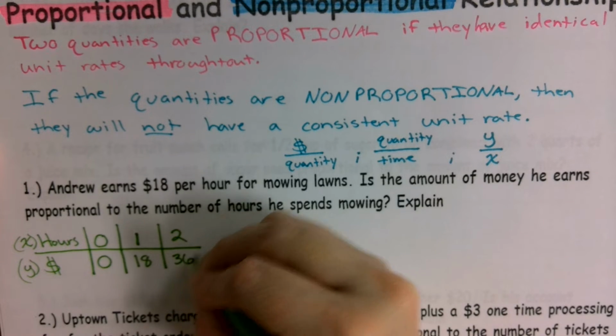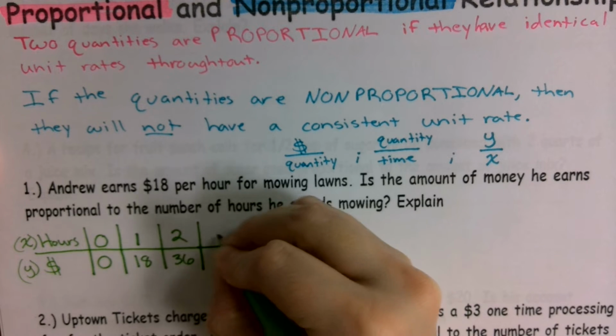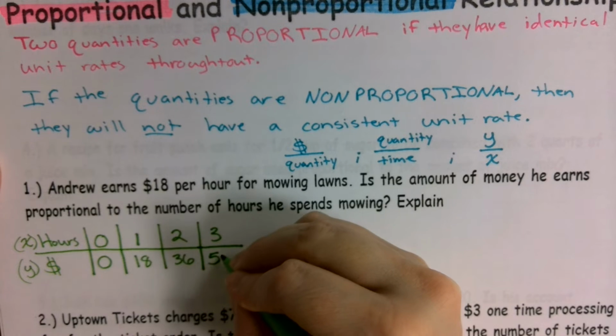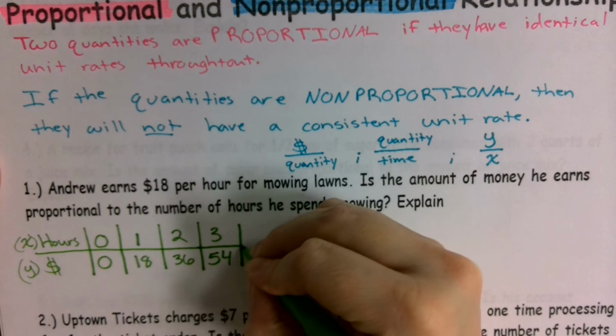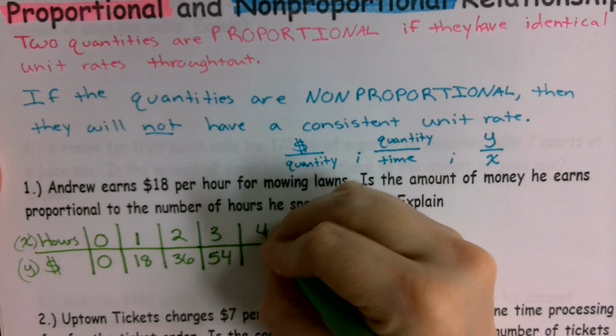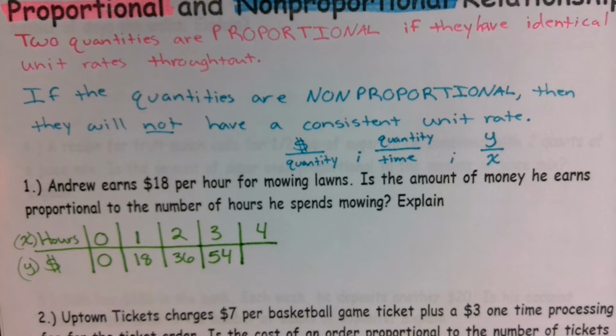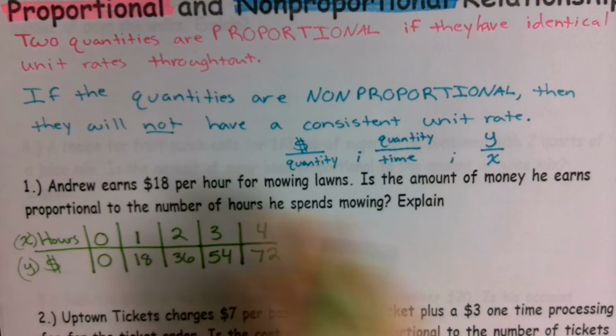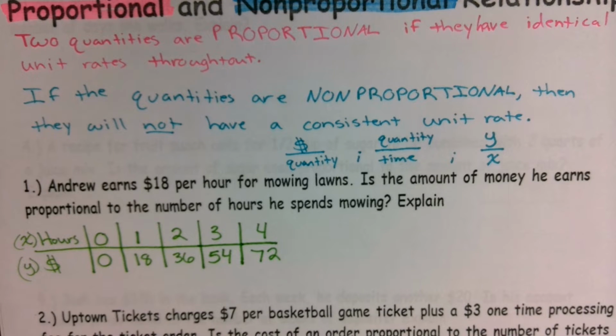If he works for 2 hours, how much money is he going to earn? $36. Good. Let's say he works for 3 hours. How much money will he earn? 54. Benson, your ability to multiply those quickly in your head is fantastic. All right, let's do one more. 4 hours. If it's 4 hours, then how much is he going to earn? 72. Very good.